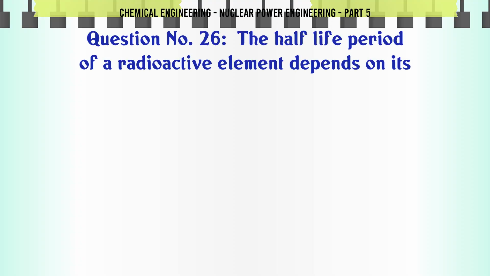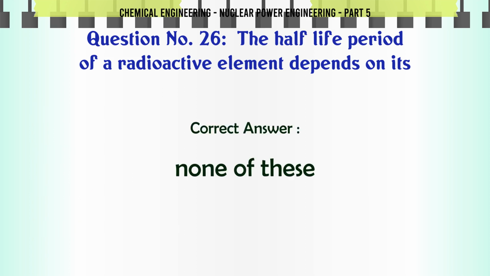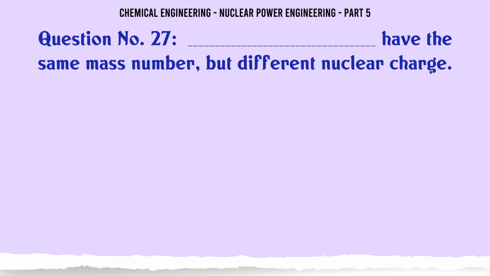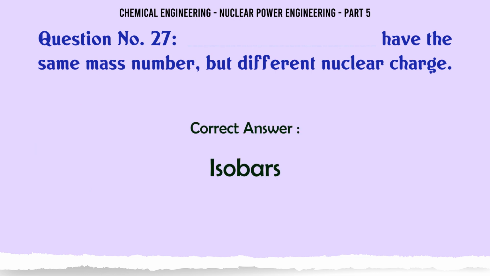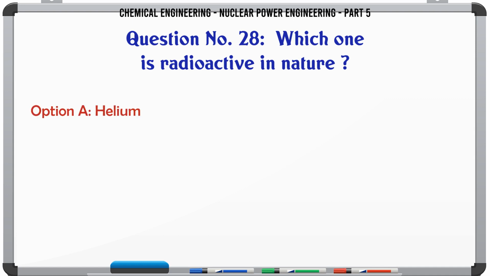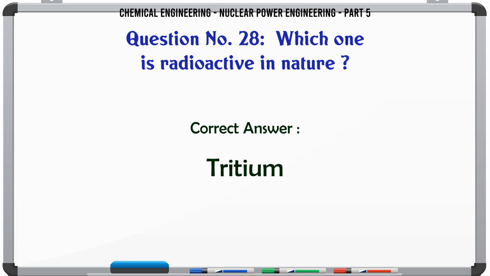The half-life period of a radioactive element depends on its A. Temperature, B. Pressure, C. Amount, D. None of these. The correct answer is none of these. Which have the same mass number but different nuclear charge? A. Isotopes, B. Isobars, C. Isotones, D. None of these. The correct answer is isobars. Which one is radioactive in nature? A. Helium, B. Deuterium, C. Heavy hydrogen, D. Tritium. The correct answer is tritium.